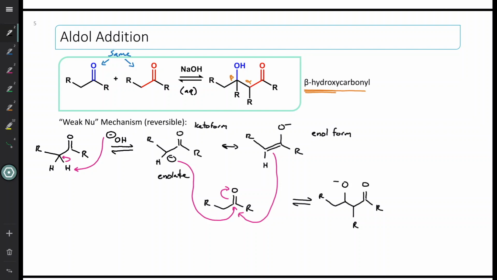Oh, I'm forgetting an R group. Here we go. So we have a new CC bond that's formed here. To get the final addition product, you would quench with water to get the actual beta hydroxy alcohol.